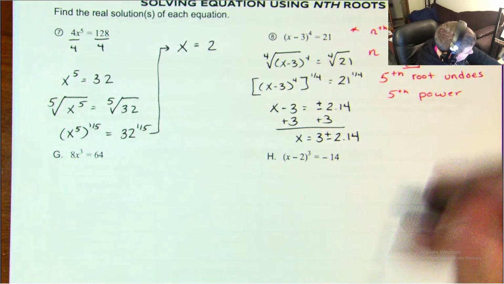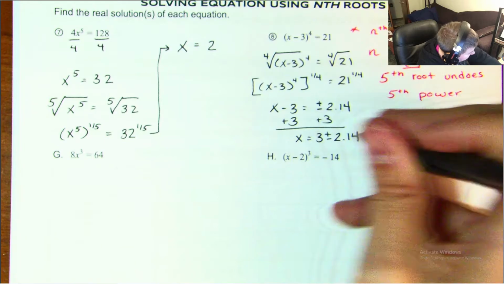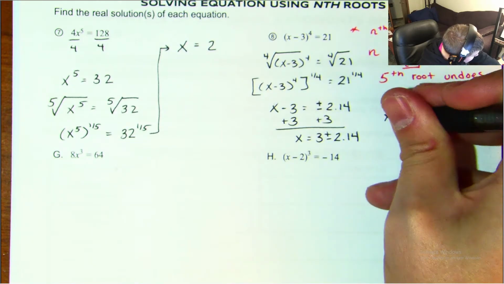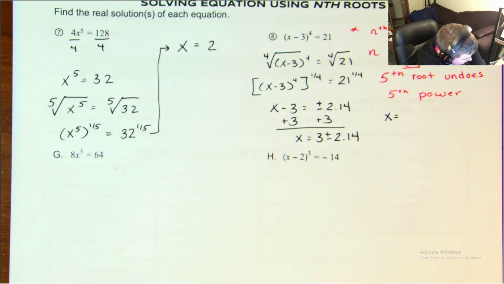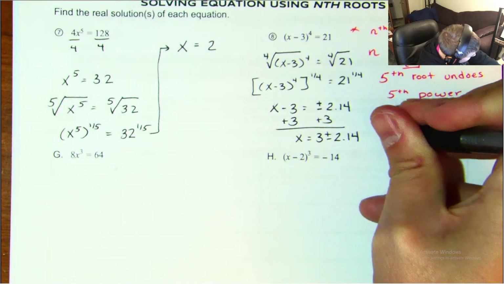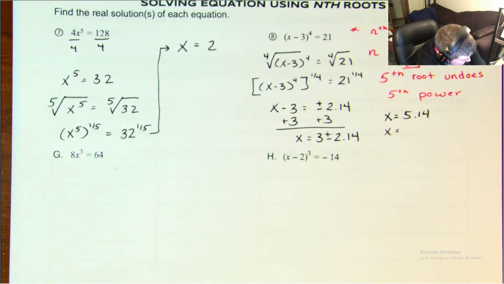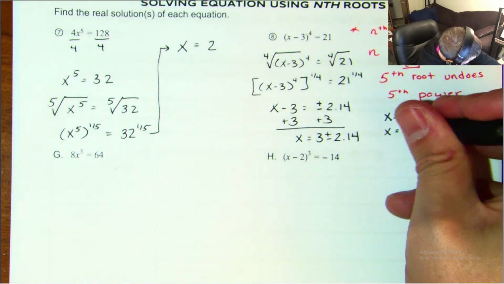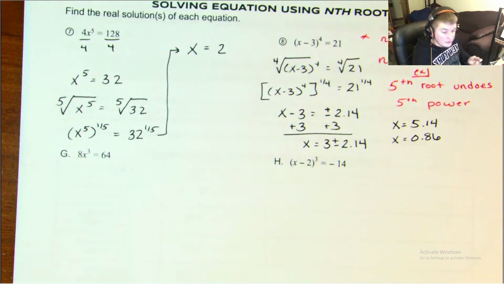Okay, and so I would accept this as your final answer, but you could also give me the exact 2 answers: 3 plus 2.14, which is 5.14, and then also x is equal to 3 minus 2.14, which is 0.86. Approximately, right? And it's approximated because we rounded. Okay, so that is 7 and 8. Why don't you guys pause the video and try G and H on your own and see how you do.